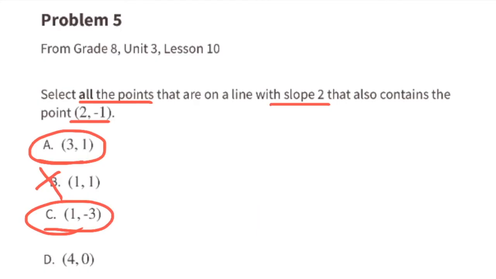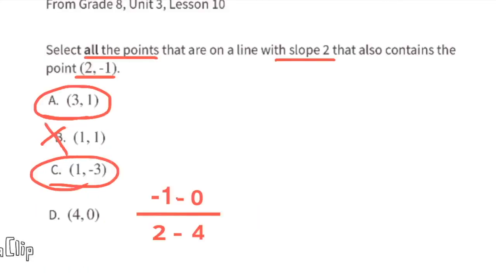D. 4 and 0. We can set that up as -1 minus 0 over 2 minus 4. -1 minus 0 equals -1, and 2 minus 4 equals -2. That's equivalent to 1/2, which is not a slope of 2. That's a slope of 1/2.